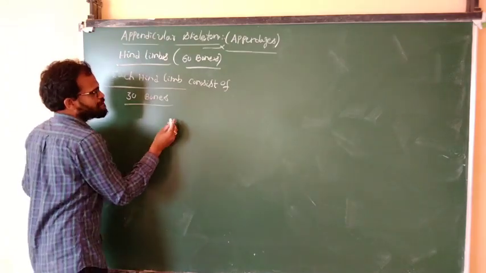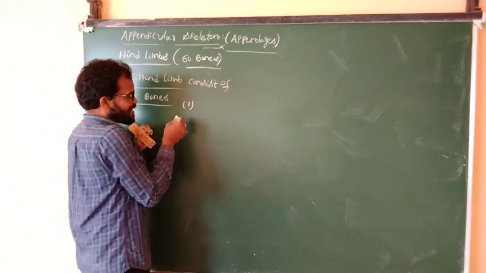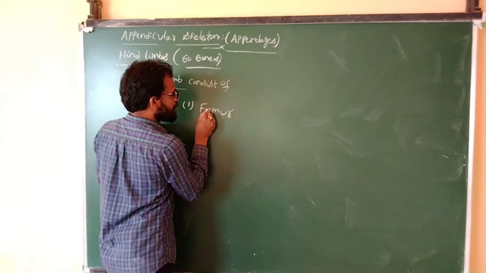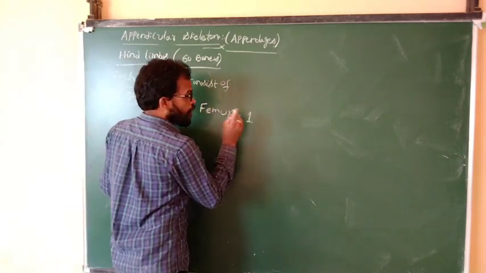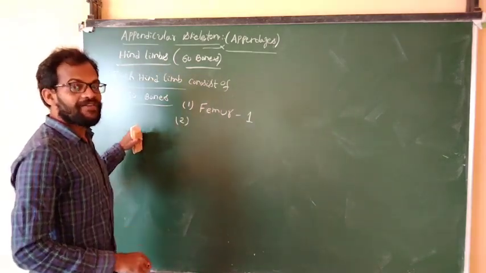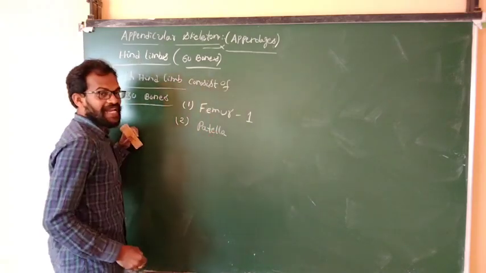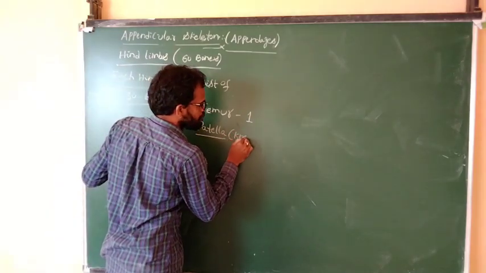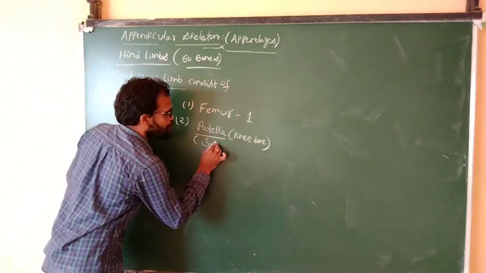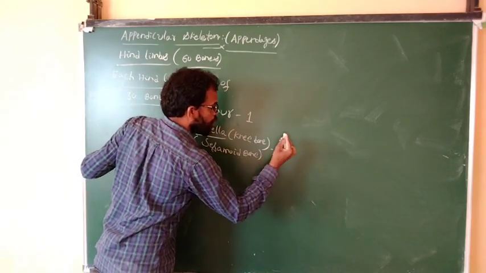The first bone of each hind limb, what is it? It is the femur. The femur is one. The second bone after the femur is the patella. The patella is the knee bone. It is a sesamoid bone. One.